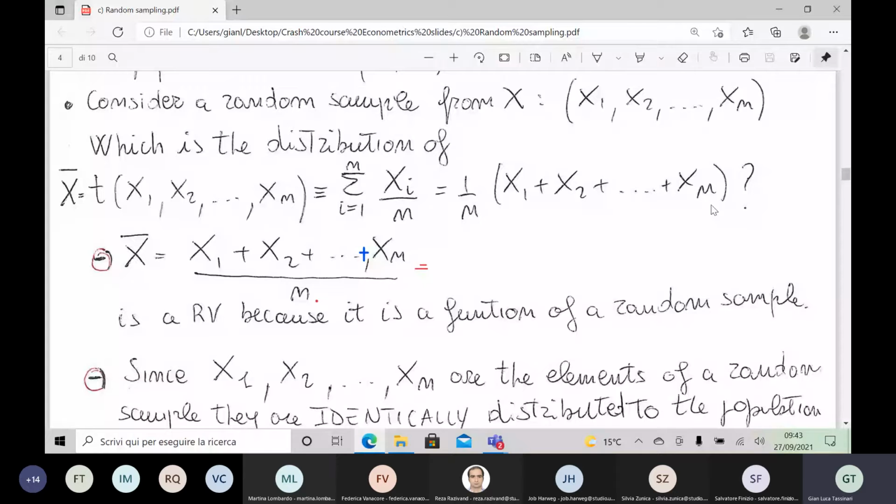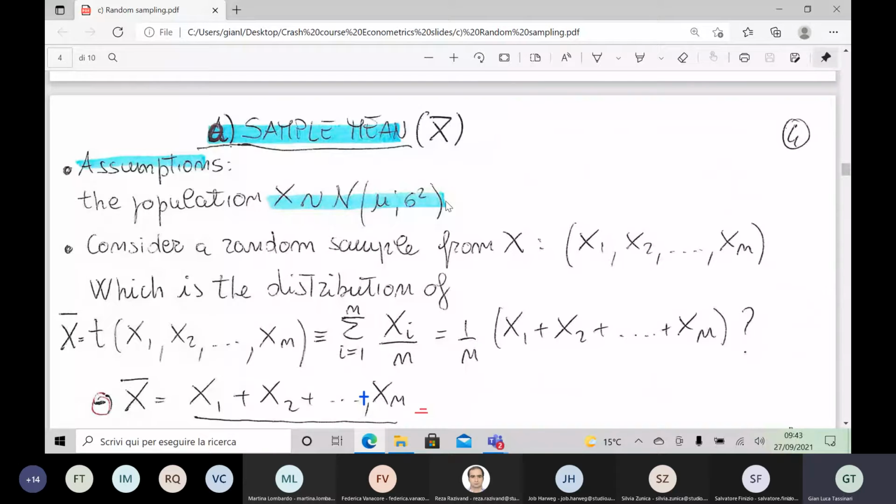After having selected the sample, you observe small x1, small x2, small xn, put them inside the formula, and you get an estimate. An estimate is only a number. As the random sample is a random vector, the observed sample is a vector of numbers, of constants. Since capital X bar, the sample mean, is a random variable because it's a function of a random sample, we want to find its distribution under, as I told you, this assumption.